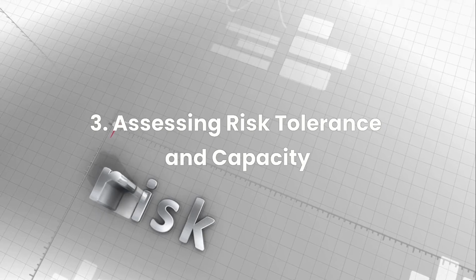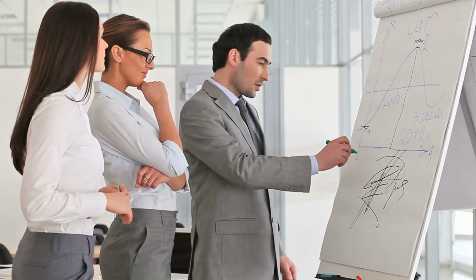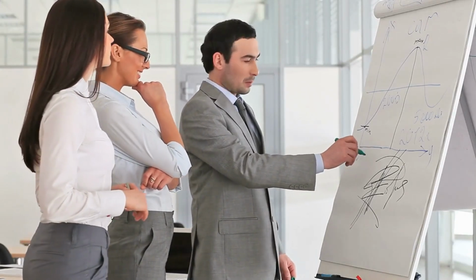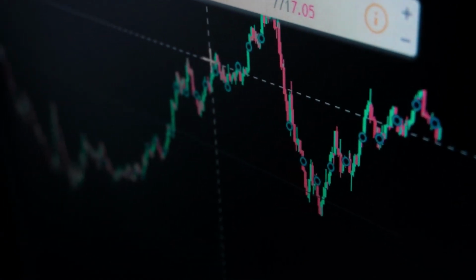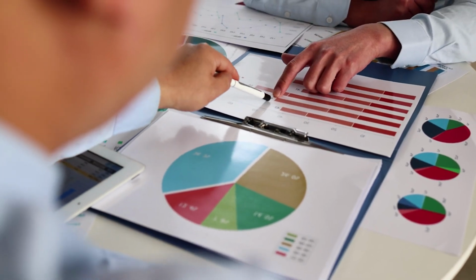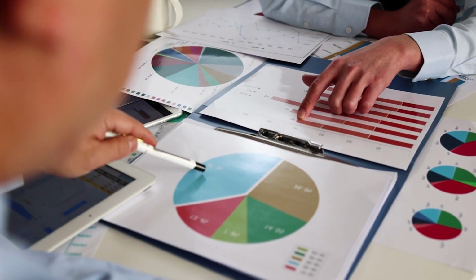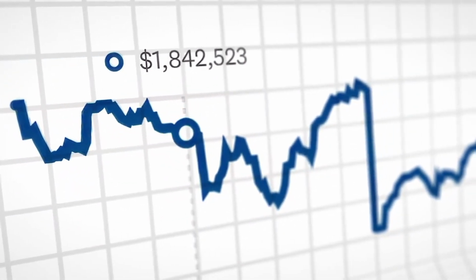3. Assessing risk tolerance and capacity. A crucial part of setting realistic investment goals involves understanding your risk tolerance and risk capacity. Risk tolerance refers to your emotional comfort with fluctuations in your investment's value, while risk capacity is your financial ability to endure those fluctuations. Both factors are intertwined and impact how aggressively you should invest.